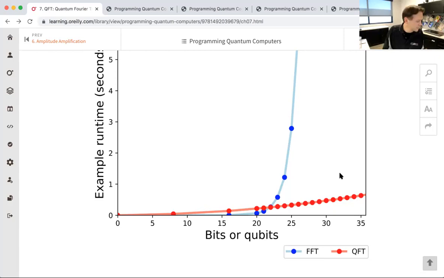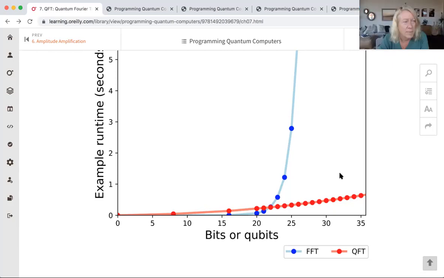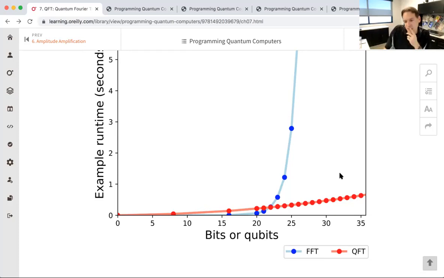But I do think, based on some of the hardware that's available now, that 35 qubits would be available. I think so. I think they could have tested that. So it'd be interesting to see.